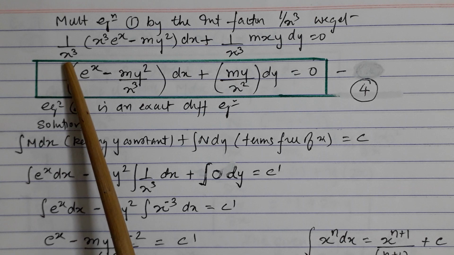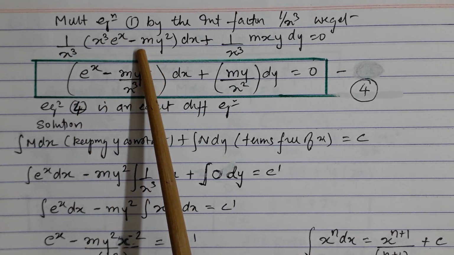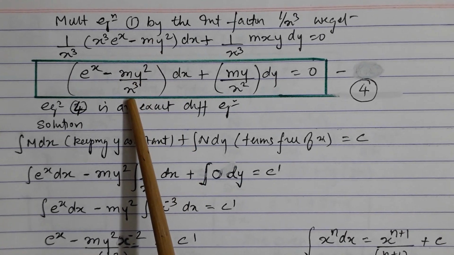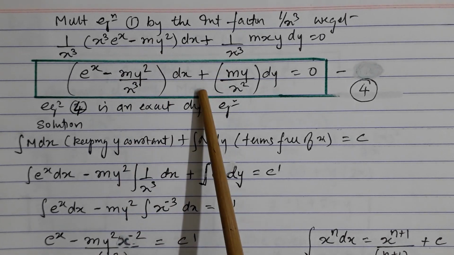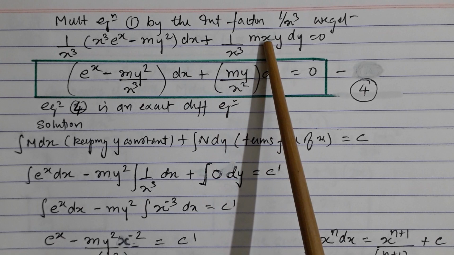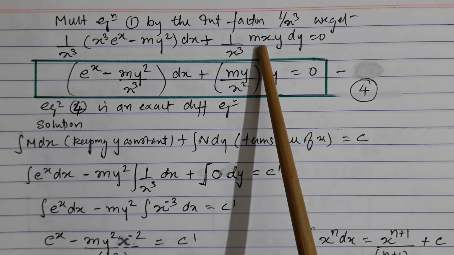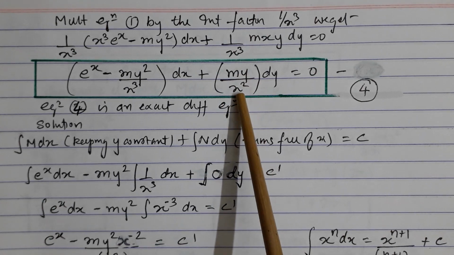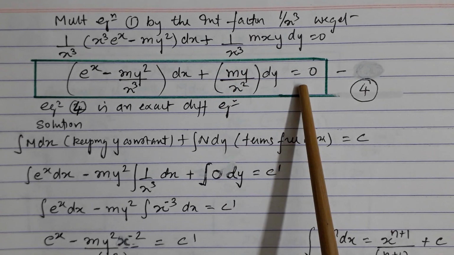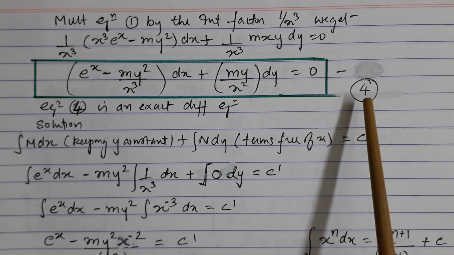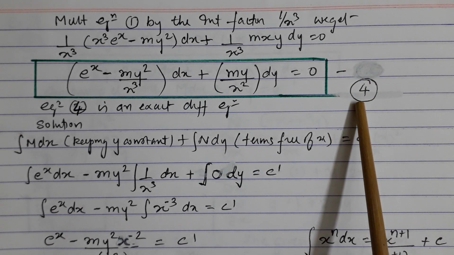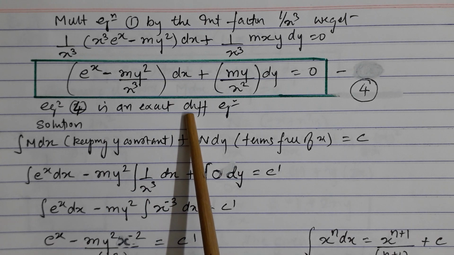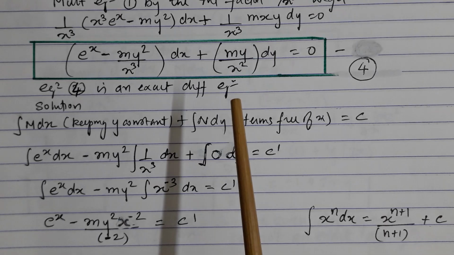And when we multiply 1 upon x cube with the second term, my square, we get minus my square upon x cube dx plus, here x would get cancelled in the numerator and denominator, and what will be left is my upon x square dy is equal to 0. Now let us call this equation 4. Now this equation 4 is an exact differential equation.